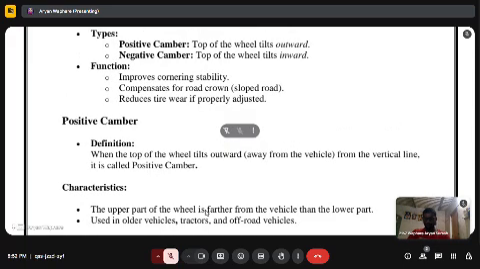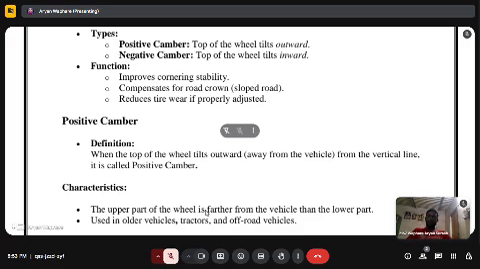Positive camber. Positive camber is defined as when the top of the wheel tilts outwards from the vertical line. Characteristic of positive camber: the upper part of the wheel is farther out than the lower part. It is used for older vehicles such as tractors or off-road vehicles.